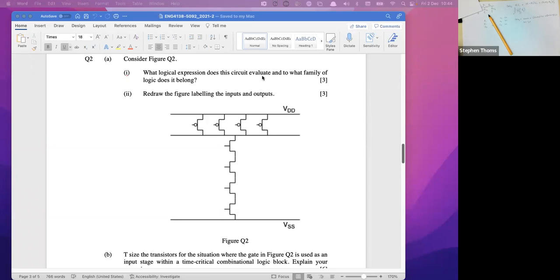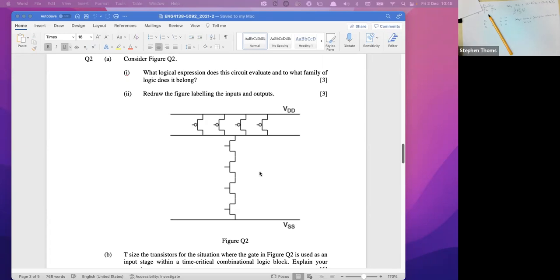So the first question A, it wants the logical expression and what family of logic does it belong to. You should hopefully be able to work this out. If you look at the inputs here, you've got in the N side, you've got 4 in series and you've got 4 in parallel on the P side. So it's a standard CMOS family of logic. 4 in series, that's a 4 input NAND gate.